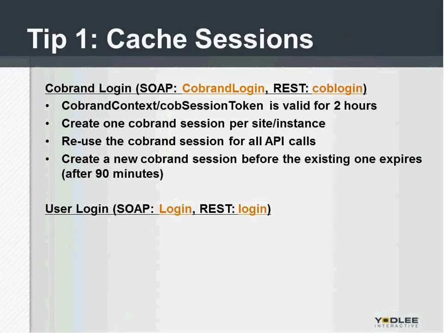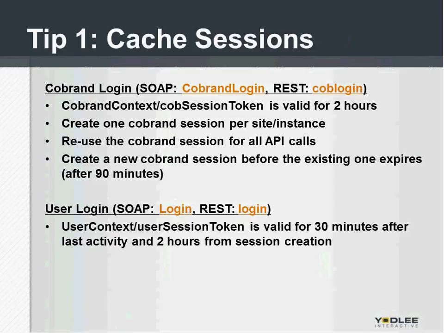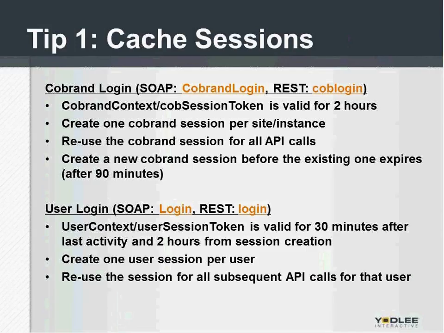The next part of the caching sessions tip is on the user login API. The user login is valid for 30 minutes after the last activity for the user session. So we maintain the session, we keep it active 30 minutes after the last time a call is made utilizing that session. And the absolute timeout for the user login session is 2 hours. So our best practice is to create one user session per user and to reuse that session for all subsequent API calls for that user.